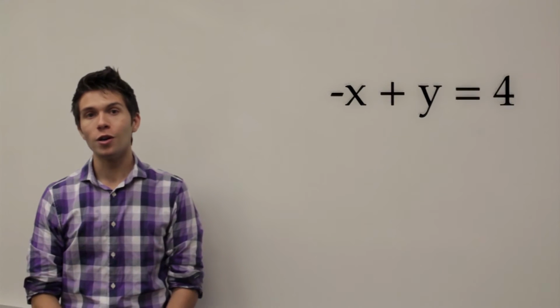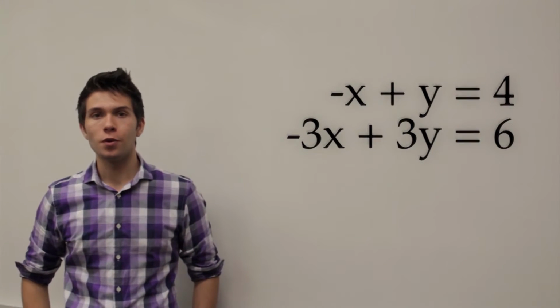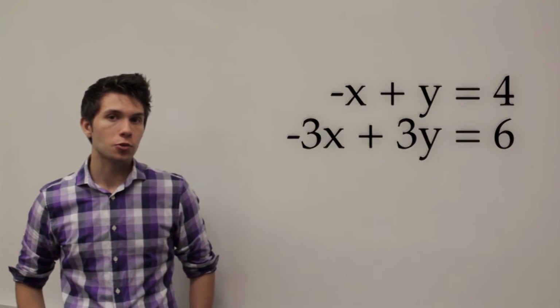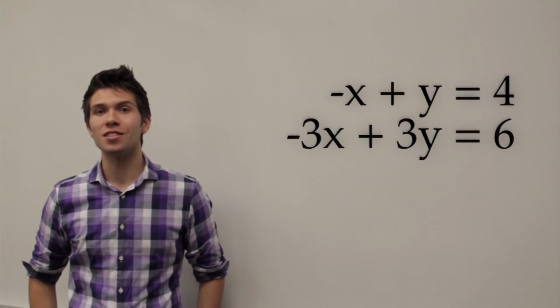Now we'll look at one last system. Negative x plus y equals 4, and negative 3x plus 3y equals 6. There are no solutions to this system. That is, there is no ordered pair, x y, that satisfies both equations. We say that the equations are inconsistent.